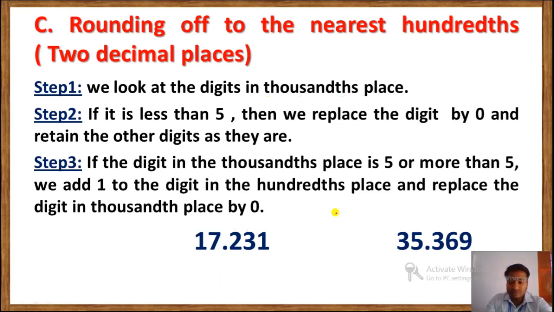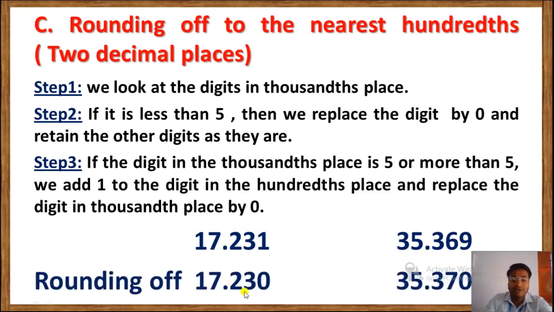Understood? As you can see on the screen, 17.230. Now see the second example. So here we have 35.369. According to step number 1, we have to see the 1000th place, just right side of the 100th place. So this one is 10th place, this one is 100th place, and this one is 1000th place. Just right side of the 100th place we have 9.